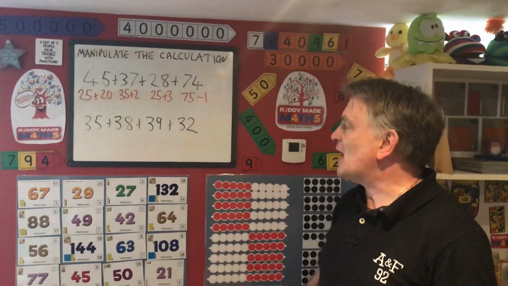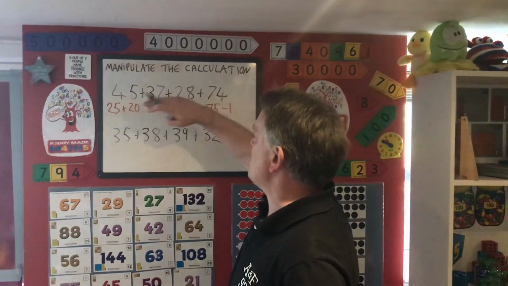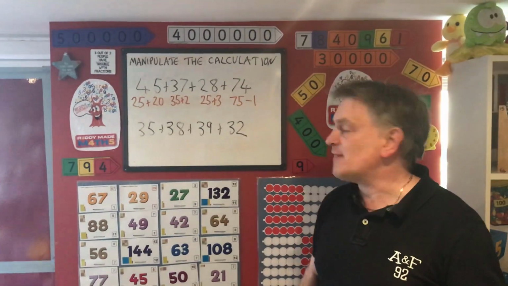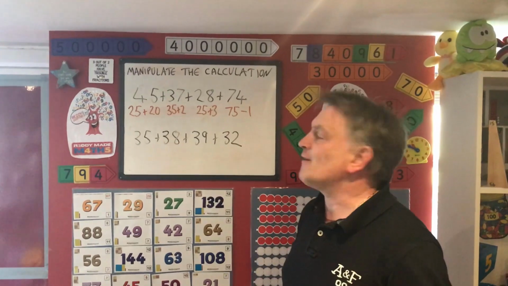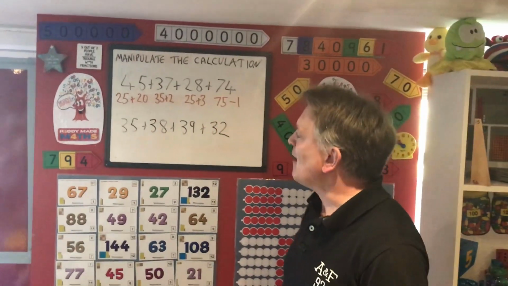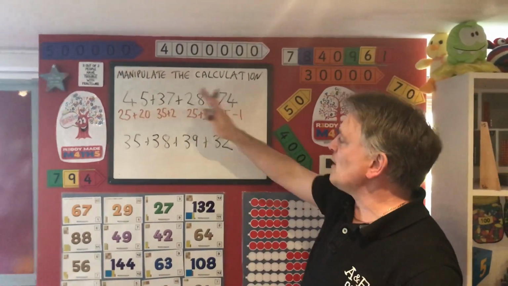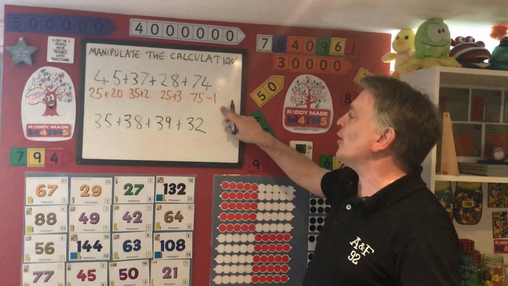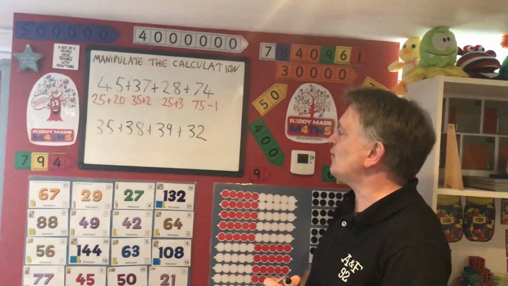If you want to take a child to a little bit more greater depth to really play with calculations, I've taken that same set of 4 numbers and just used the idea of manipulating the calculation to create something a little bit more interesting. I've rewritten 45 as 25 and 20. I've rewritten 37 as 35 and 2. I've rewritten 28 as 25 and 3. And I've rewritten 74 actually as 75, subtract 1. So I can now see I've got a 5 in each of the different numbers.